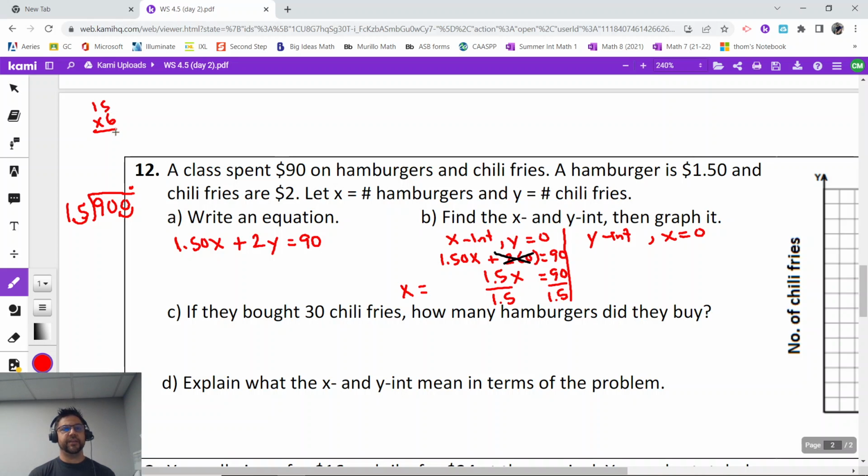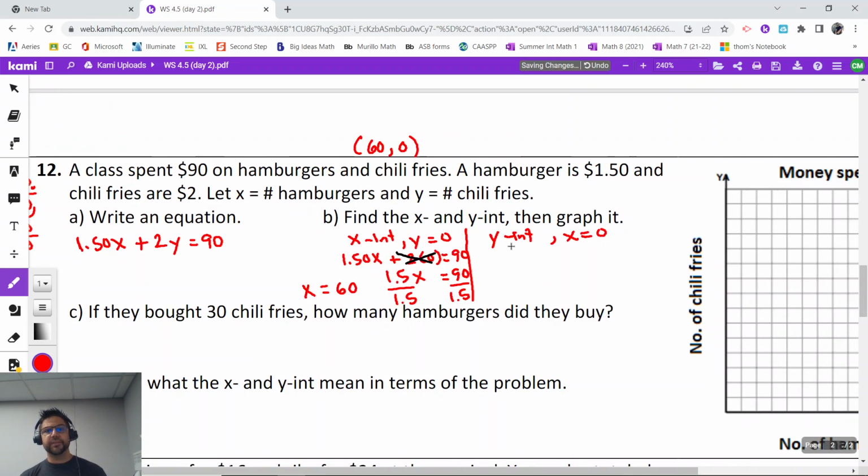6 times 5 is 30. 6 times 1 is 6 plus 3. Oh, very nice. So 6 is 90, really 900. So 60. x is 60. So our x-intercept, a little out of room, maybe you can bring it up here, is 60, 0.